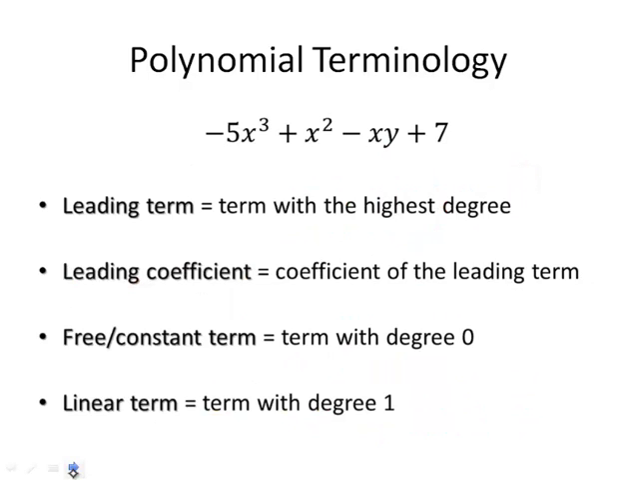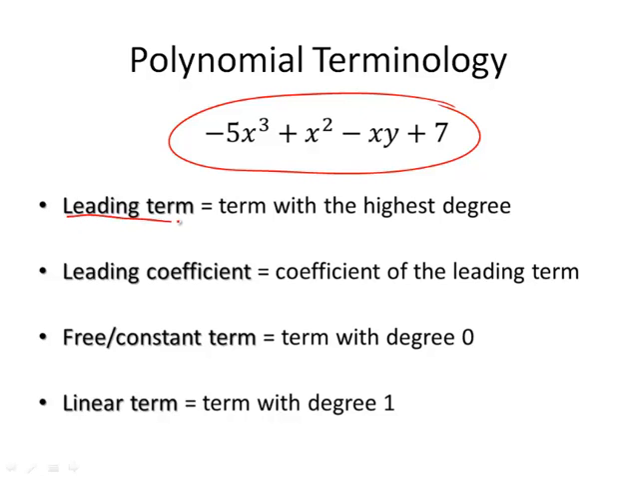Here's some more polynomial terminology. Let's take a look at this example here and pick out the components that we may be asked to find. So first of all, the leading term is the term with the highest degree. So let's find the degrees of each of these terms. The degree of the first term was 3, second term was 2, this term was 2, and this one is 0. Those are the degrees. So the highest degree was this first term here. Therefore, negative 5x cubed was the term with the highest degree.